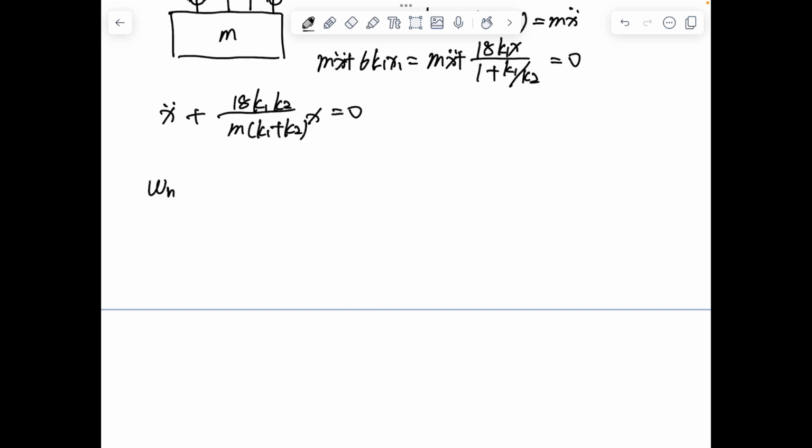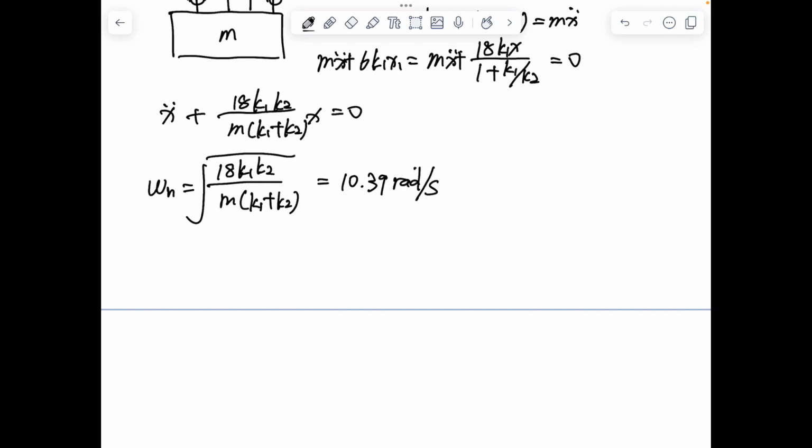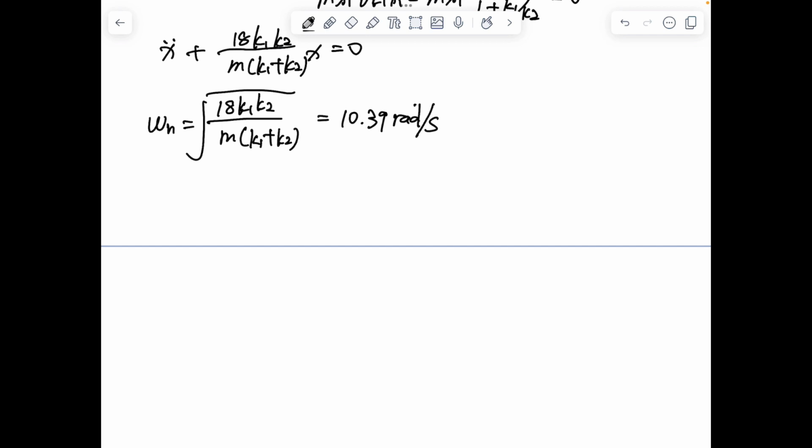Then omega natural is equal to the square root of 18 k1 k2 over m (k1 plus k2). This is equal to 10.39 radians per second. Then the natural frequency is equal to omega n over 2 pi, which is 10.39 over 2 pi, which is 1.65 Hertz.